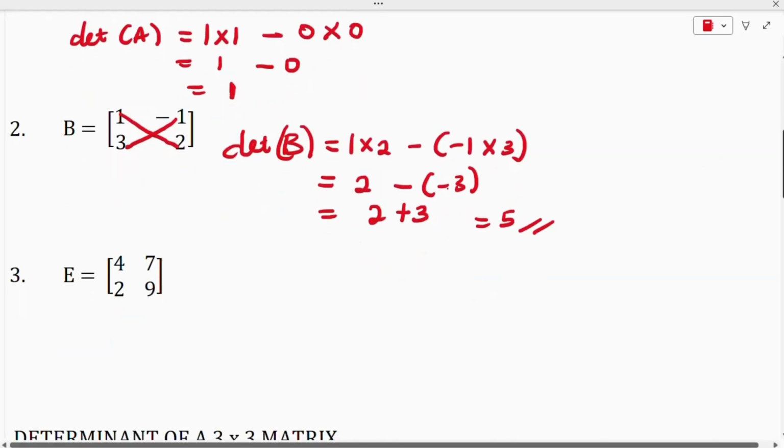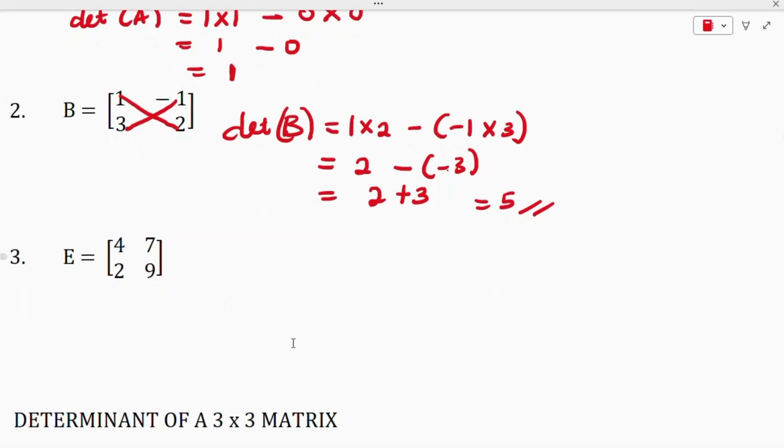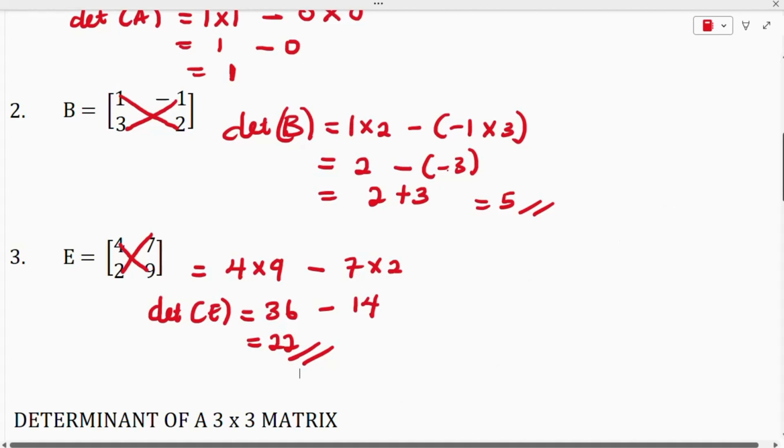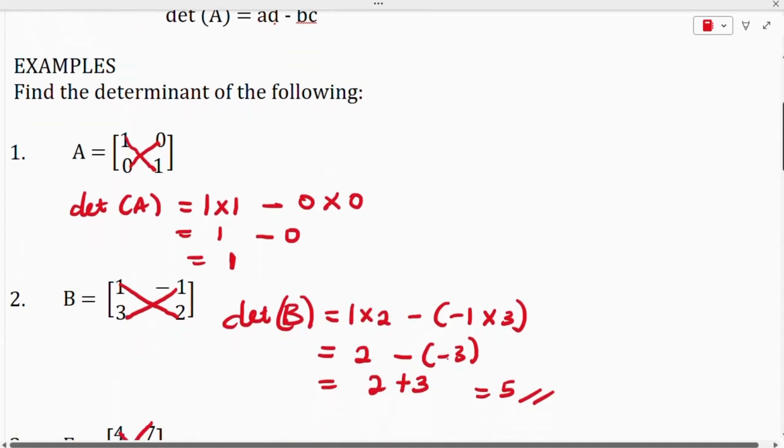And lastly, the last example for a 2 by 2 matrix. So find the determinant of this. We want to simply multiply diagonally. So if you multiply these two, we have 4 times 9, subtracting, multiply this diagonally, we have 7 times 2. So the determinant of E is equal to 4 times 9 is 36, minus 7 times 2 is 14. So this is equal to 22, and this becomes the answer. So this is how you can easily find the determinant of a 2 by 2 matrix.